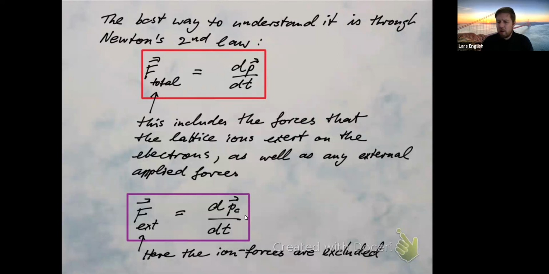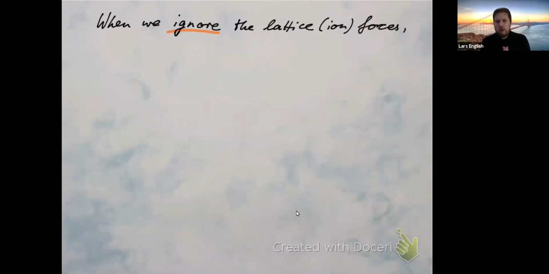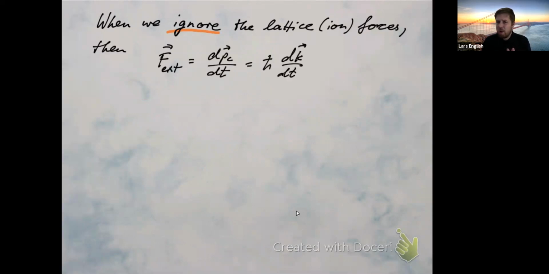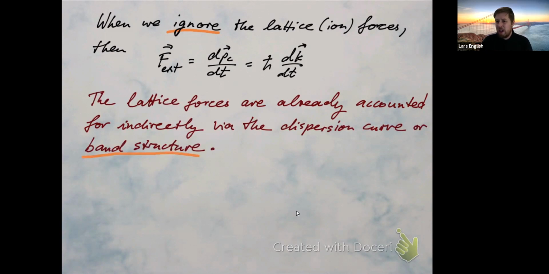Okay, so the ionic forces on the electron here would be excluded from the left side. So the upshot is that when we ignore the lattice or ionic forces, then we can write down a simple formula, namely that the external force, or the sum of external forces, is equal to h bar times the time derivative of the wave vector k. And so how is that? How can that be possible?